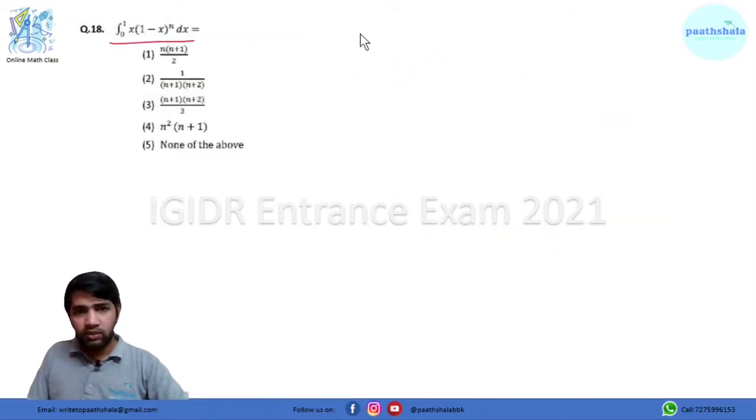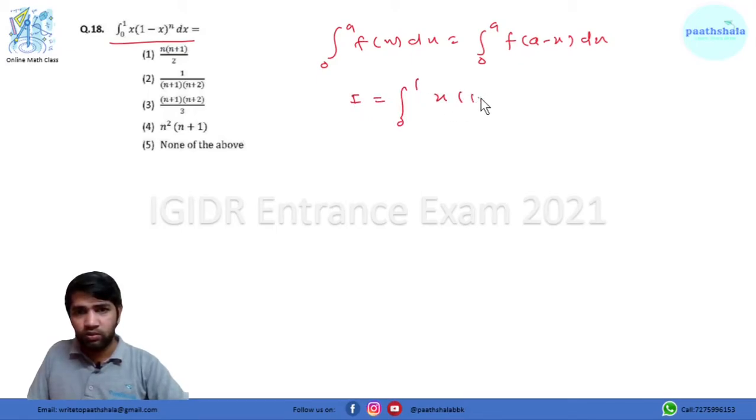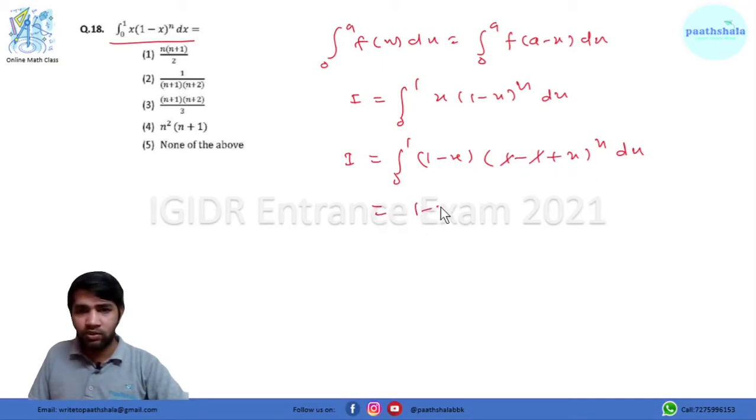So this integral we can solve with the help of a definite integral property, that is integral 0 to a f(x) dx equals integral 0 to a f(a minus x) dx. Now the given integral is 0 to 1 x (1 minus x) to the power n dx. Applying the property, we will get 0 to 1 (1 minus x), and here we will get (1 minus 1 plus x) to the power n dx. So 1 and 1 get cancelled out. This will come out to be (1 minus x), integral 0 to 1, x to the power n dx.